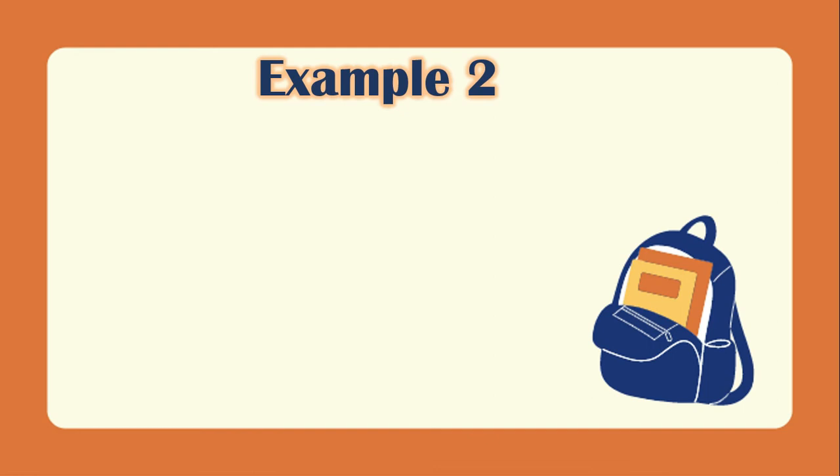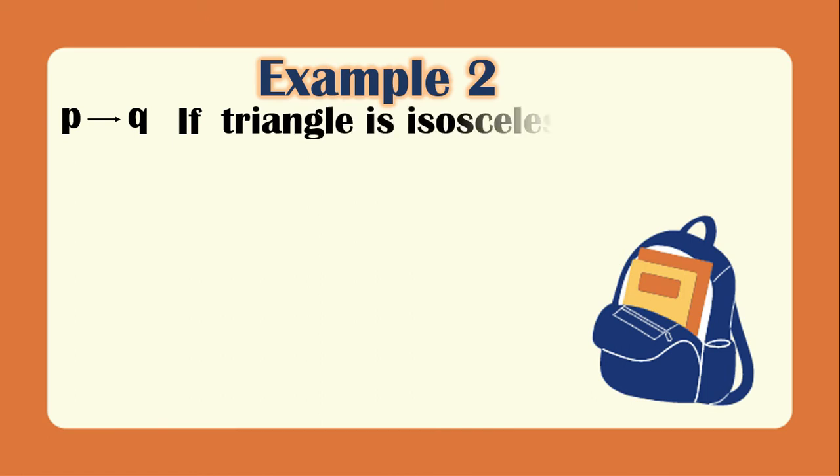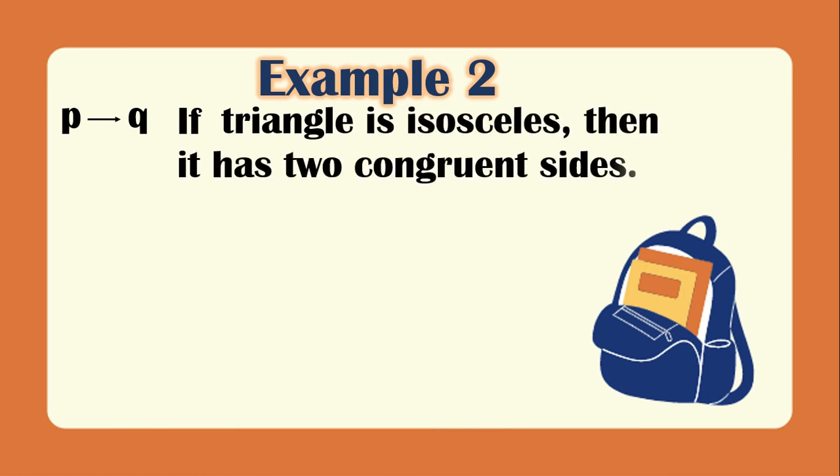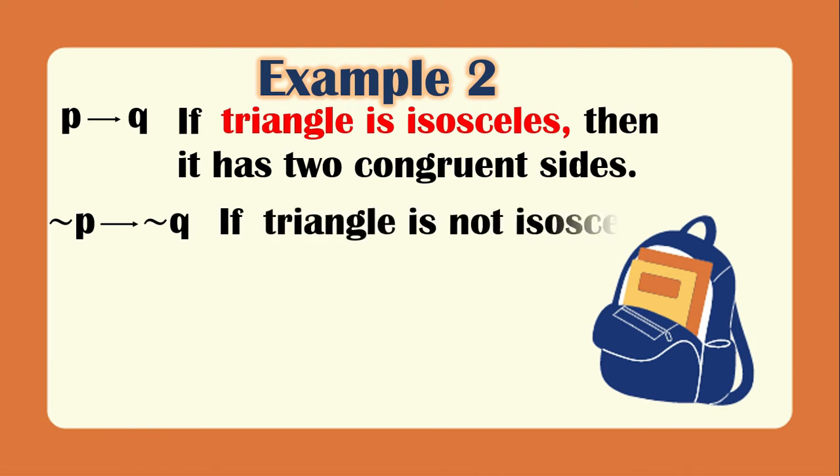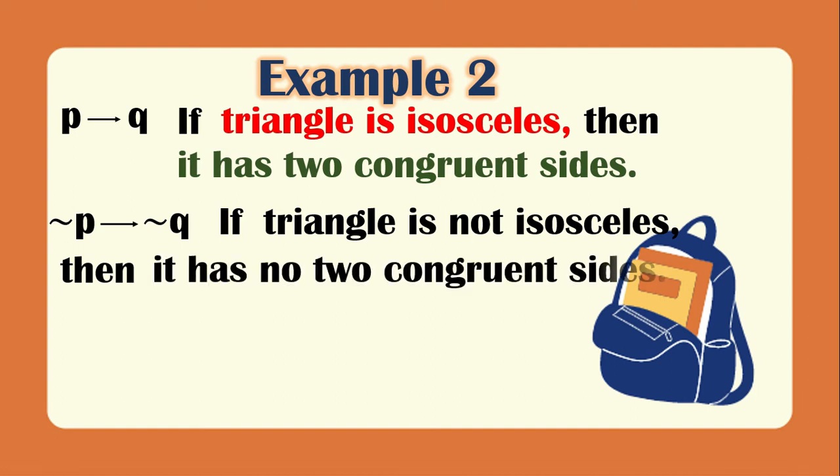Example number 2. The conditional statement is, if triangle is isosceles, then it has two congruent sides. For the inverse, we will have if, we will get the negation of the hypothesis, triangle is isosceles, it will become triangle is not isosceles. Then, the conclusion will be negative. It has two congruent sides. It will become it has no two congruent sides.